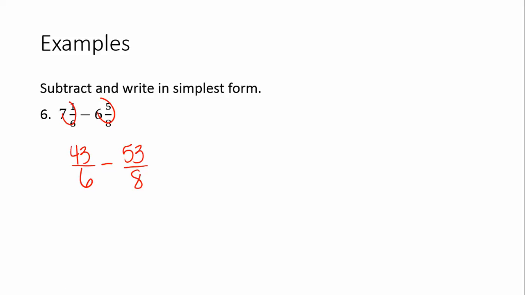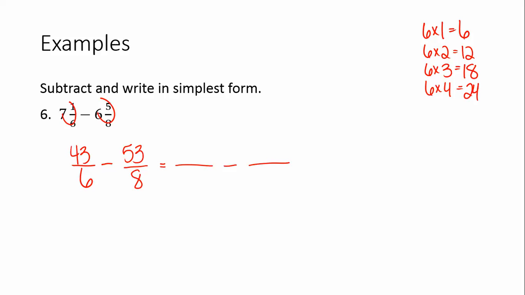Now we need a common denominator. So what's a number that 8 and 6 both divide evenly into? And I think we did an example with 6 and 8 already, but maybe not. So if you're not sure, you can start checking. 6 times 1 is 6, 8 does not go into 6. 6 times 2 is 12, 8 does not go into 12. 6 times 3, that's 18. 8 does not go into 18. 6 times 4, that's 24. So there we go. 8 goes into 24. So we want to use a common denominator of 24.